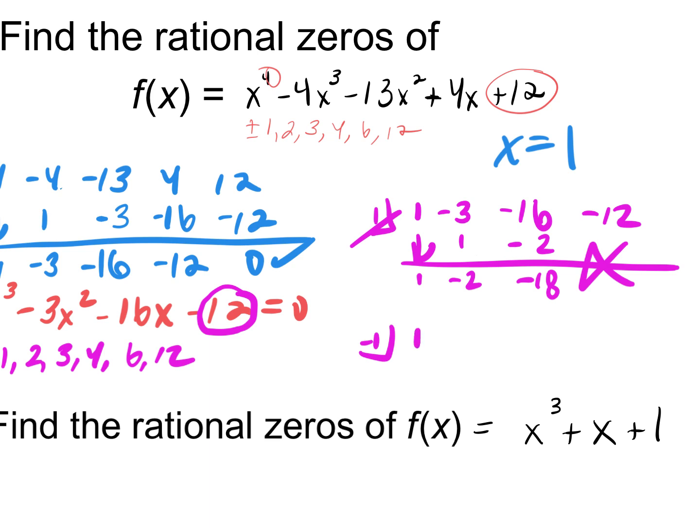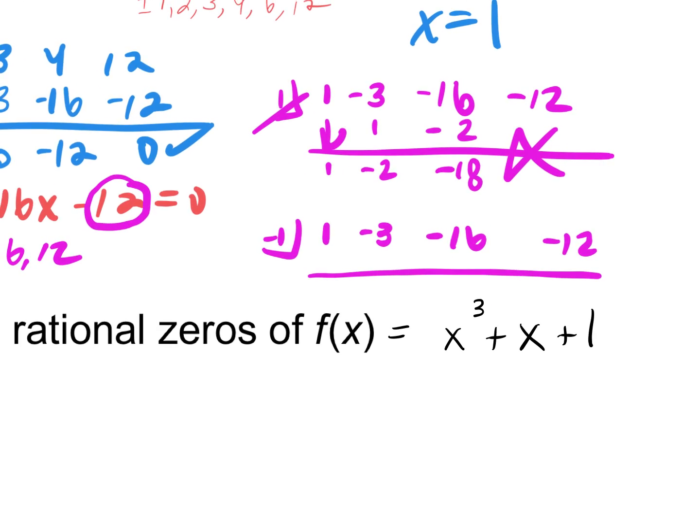So I have 1, negative 3, negative 16, and negative 12. See? Good. Pay attention. Little stuff like that will mess you up. What I tell you guys, I always make mistakes on recopying things every time.